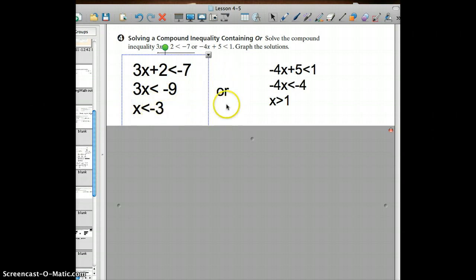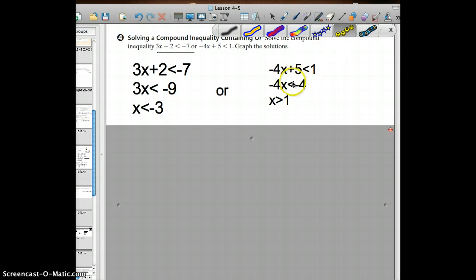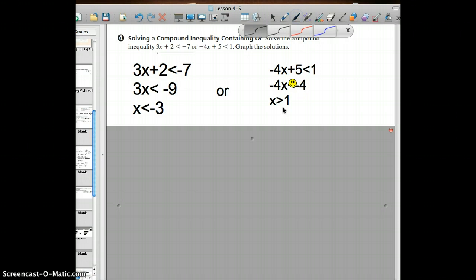They're joined by this word or here. Very important. We have the second inequality, negative 4x plus 5 is less than 1. We're going to subtract 5 from both sides, and then we're going to divide by a negative, and again, let's find my little happy face here. Put that there, because I know I have to divide by a negative, so I'm going to flip my inequality sign, and I get x is greater than 1.